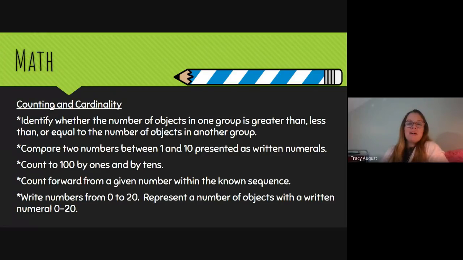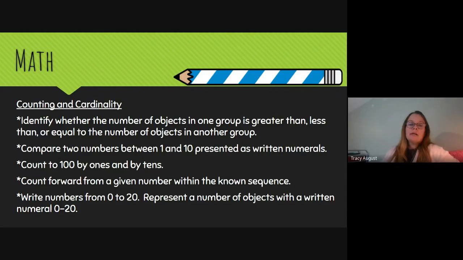Hello, everyone. I'm Mrs. August, another kindergarten teacher here, and I will be sharing our main math objectives with you. We have 5 main math strands in kindergarten. The first one is counting and cardinality, and that's what we're working on right now. Getting them to recognize and write their numbers, having them be able to count a set of objects, and by the end of kindergarten, they should be able to count out 20 objects.